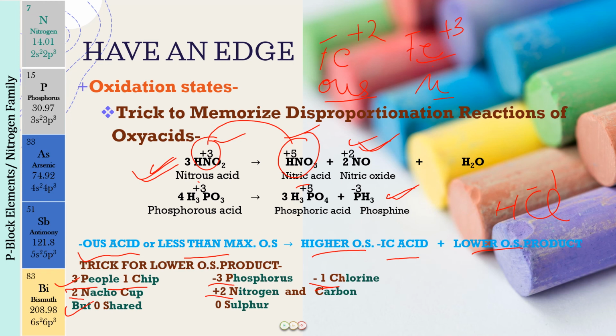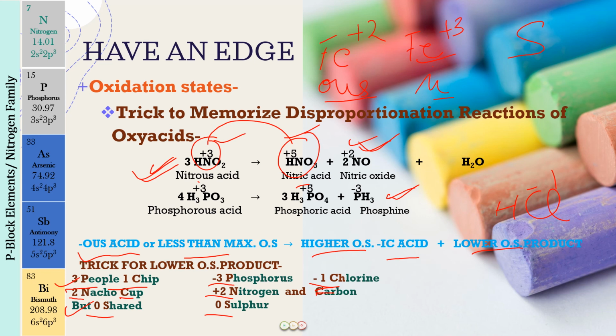So it is going to be +2 for nitrogen. Along with that, there is one more C over here, and that is for carbon also. And 0 shared is going to be 0 oxidation state for sulfur. So whenever we have an oxo acid of sulfur showing a disproportionation reaction, the product that will be formed is sulfur in the elemental state. So this is how you will remember them. I will keep on telling you this trick again and again when we do the group 16 elements, and group 17 elements also.